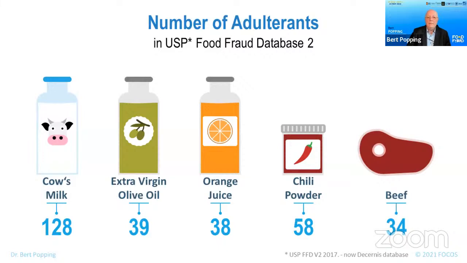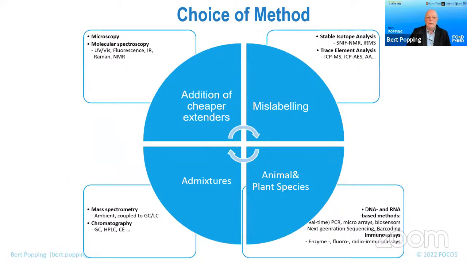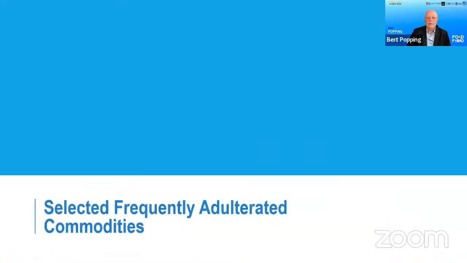So we have methods for basically different types of adulteration. For example, addition of cheap extenders, we can use UV visualization, fluorescence, infrared. Mislabeling: stable isotope ratio analysis, trace elements. Animal and plant species, as I alluded to earlier: PCR or next generation sequencing. Admixtures: mass spectrometry or gas chromatography. So we have the tools, but when you look at all the possible adulterants, it's kind of difficult to test for all of them. So either you have to focus or you use the different types of methods.